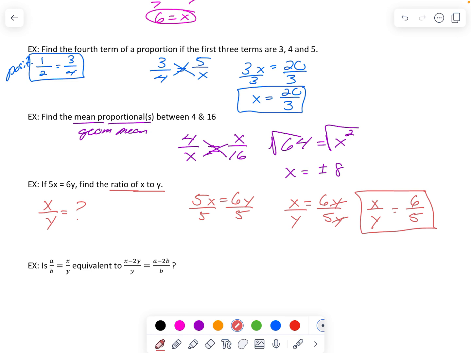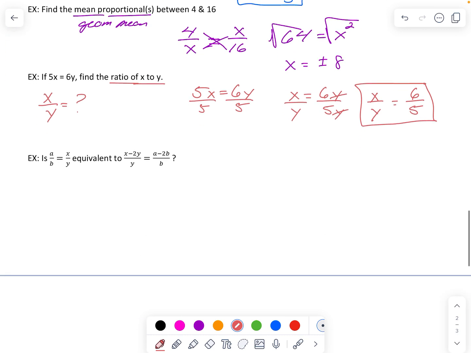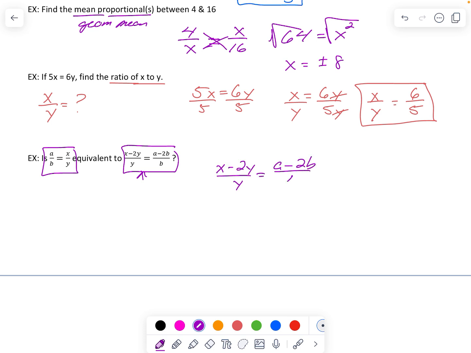And finally, oh, not finally, we got a little bit more. Is this equivalent to this? Well, we're going to start with this and see if we can simplify it to be the other. So let's see. x minus 2y over y is equal to a minus 2b over b. Well, let's do the cross product. x minus 2y times b equal to y times a minus 2b.